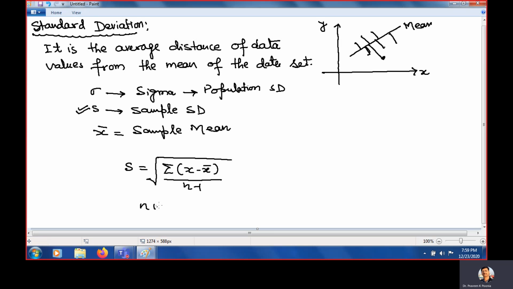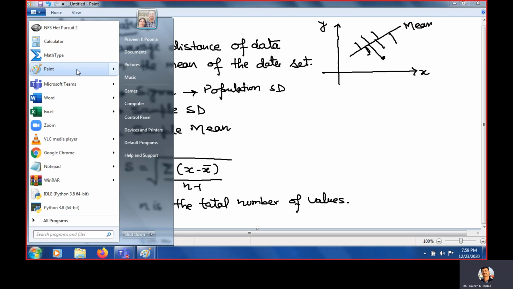N is the total number of values. If 5 values are there, 5 minus 1. 10 values are there, 10 minus 1. 9 values are there, 9 minus 1. Clear? This is how we evaluate the standard deviation.